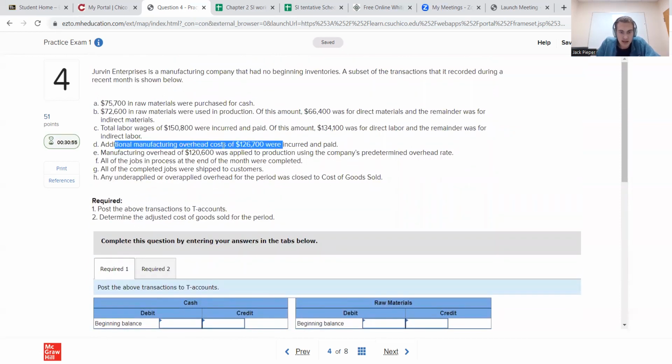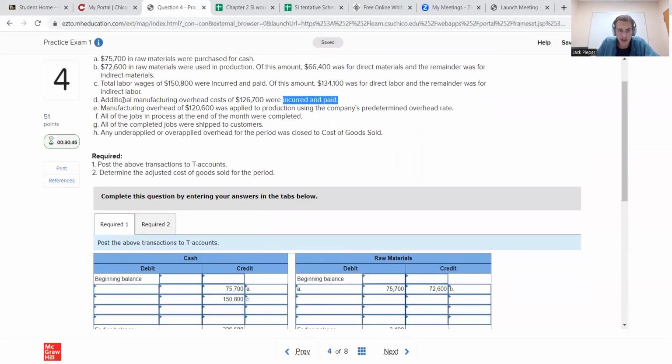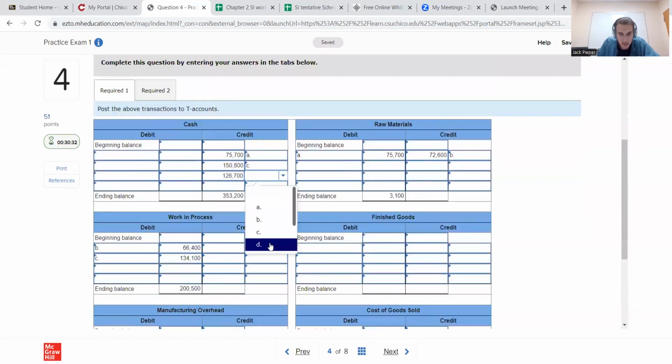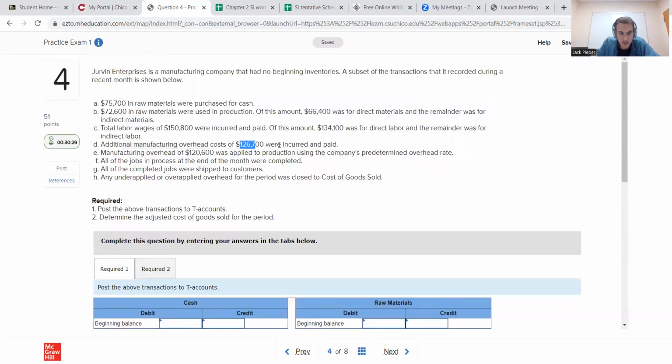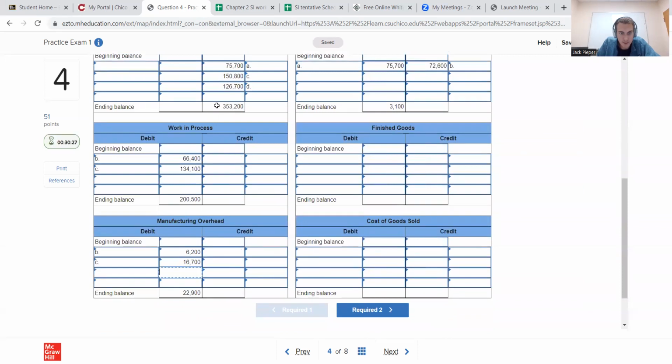Additional manufacturing overhead costs, incurred and paid. Okay, incurred and paid. That's important. That means we're paying for something, we're not applying it yet. The manufacturing overhead portion implies that it's going to go to the manufacturing overhead. So let's pay it first. Let's credit our cash account, the 126,700. That'll be for answer D. All right, and now we're going to do the 126,700. We credited it up here, so we're going to debit it down here, because that's where you have to have a debit for a credit. And that's going to be D.